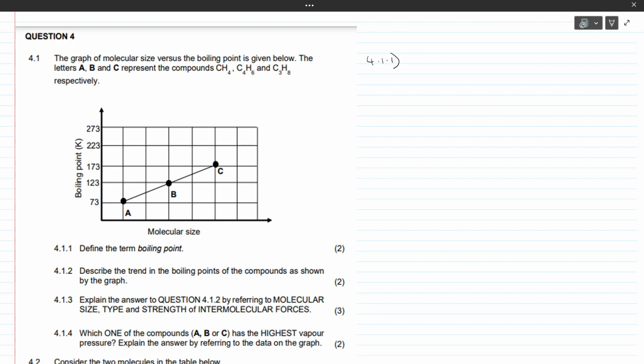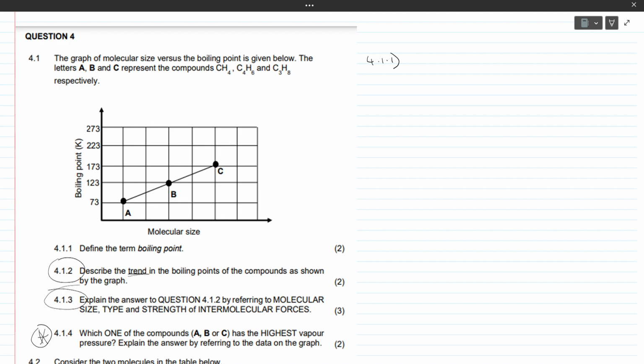4.1.2, they want you to describe the trend in the boiling points of the compounds as shown in the graph. So I'm going to go through this fairly quickly because I think we've touched on this question before. I just wanted to re-emphasize vapor pressure. So that's why I'm doing it again. So if we're talking about 4.1.2, what is the trend in the graph? Whenever they ask you to describe trends, you're basically going to talk about as one quantity is changing, as it's increasing, what is happening to the other quantity. So in this case, you can clearly see that the boiling point is increasing from A to C. Or as your boiling point is increasing, so is your molecular size.